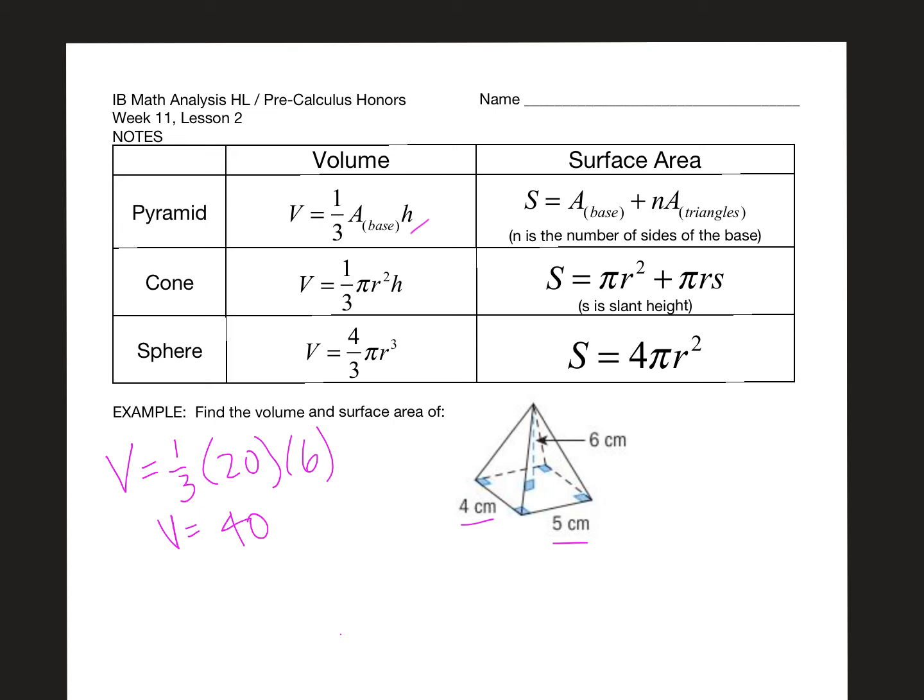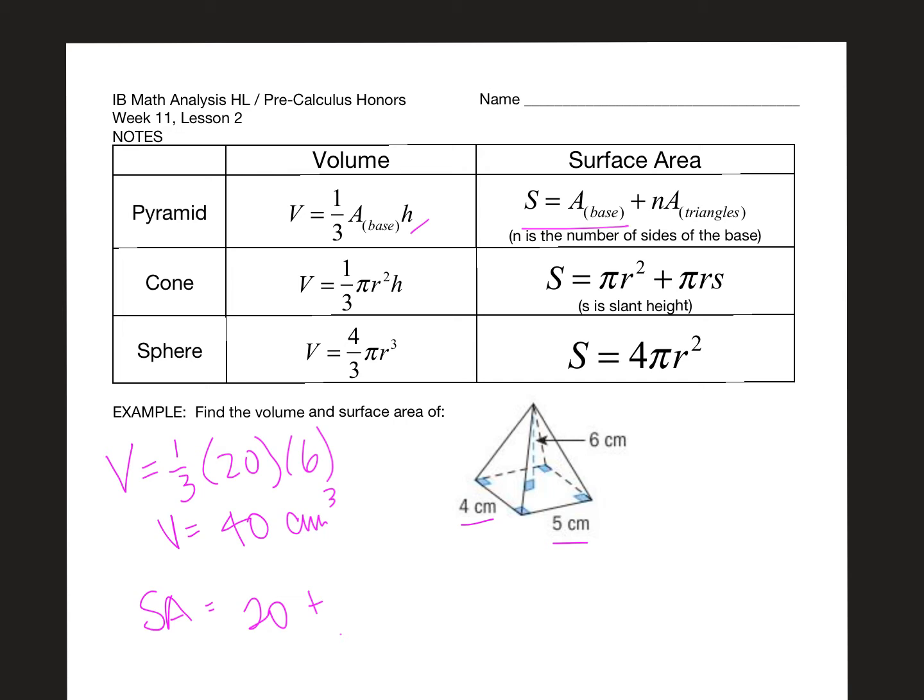Now, again, it's supposed to be centimeters cubed. If you don't have that, I'm okay with that. And when you do it in Schoology, there is no place for you to put that in anyway. Next, as far as surface area, the surface area has this formula up here. First, I need the area of the base, which I already know. It's 20. We just did it a couple seconds ago.